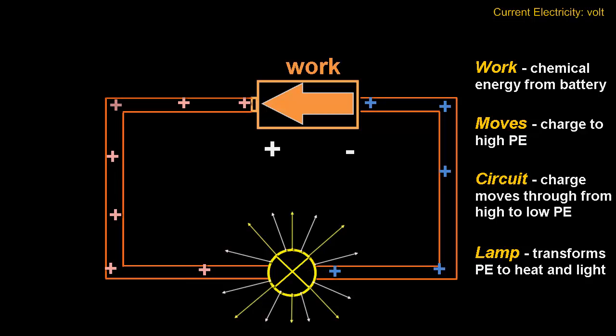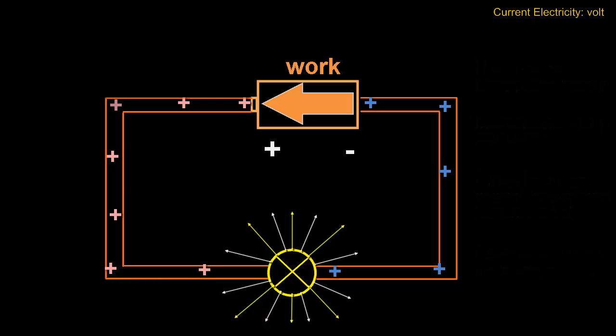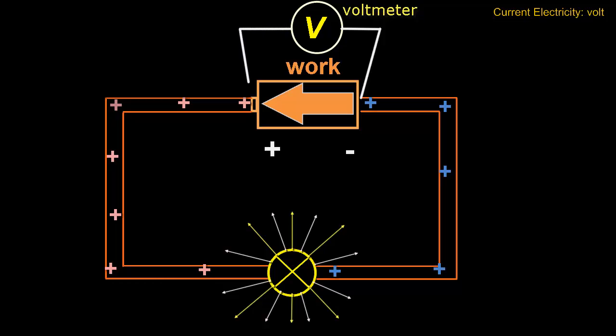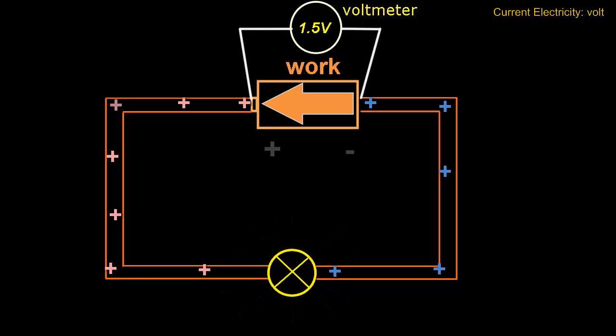The potential energy difference between two locations is measured in volts using a voltmeter. For example, we may want to measure the potential energy difference across the battery. We would measure the potential energy difference between the negative terminal, one location, and the positive terminal, a second location. And we see that the potential difference is 1.5 volts.